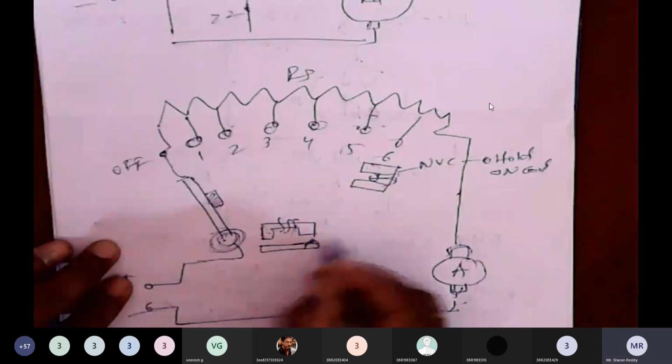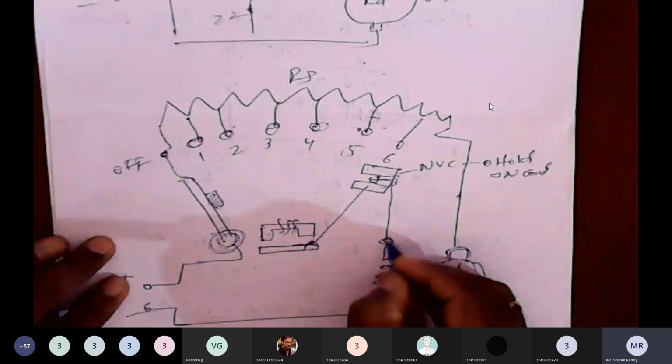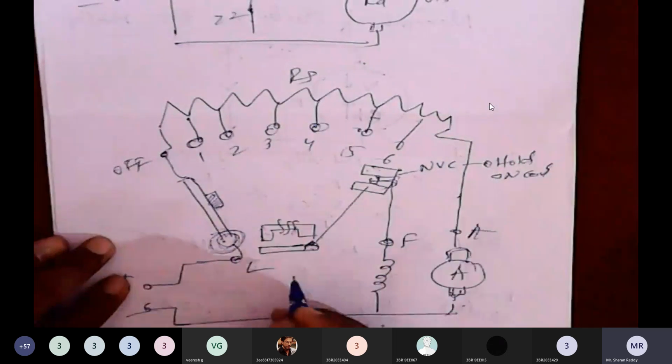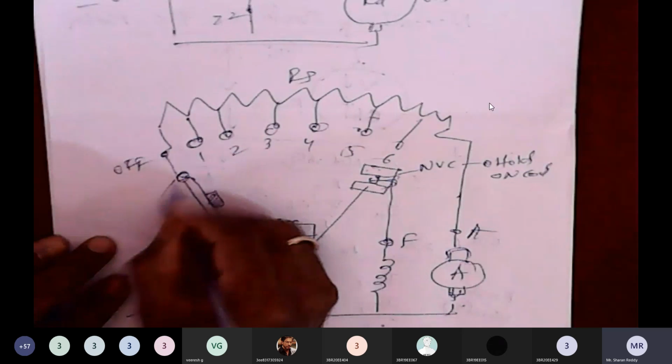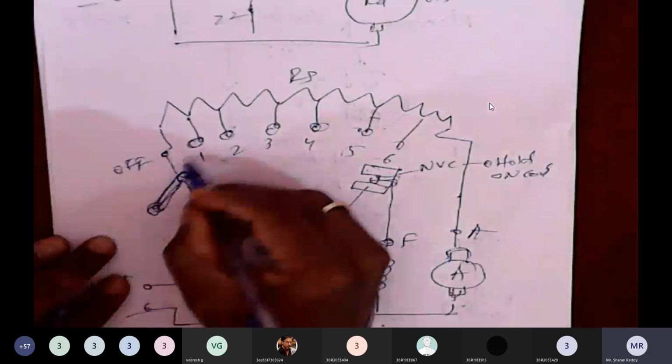These are all connected like this. There is a field also. 3 terminals, L, F, A. This is the L supply. There is a handle which can be moved. You can see that. We can move this over the resistances, the different tappings.